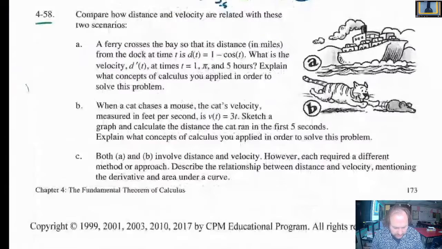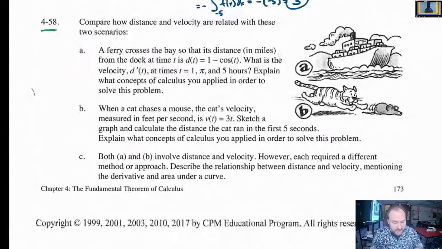Okay, we got some bulky problems in 458, but we're just going to think about this one. Question A: a ferry crosses the bay so that its distance in miles is the function d of t equals 1 minus cosine t. What is the velocity at time t equals 1, pi, and 5 hours? And then explain what concepts of calculus you applied in order to solve this problem.